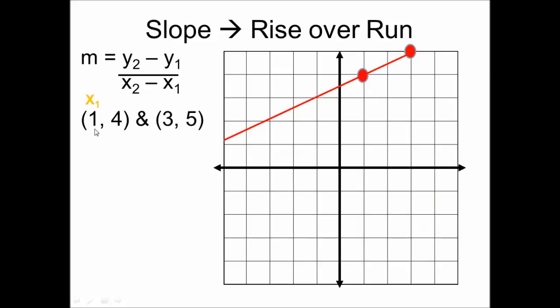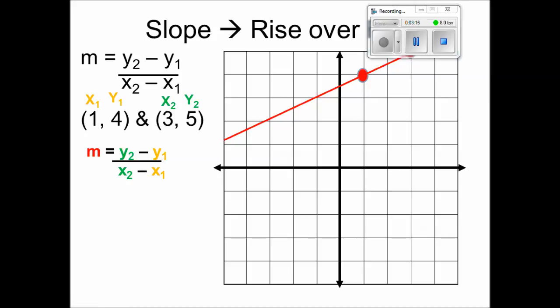So if I label this as x1, this has to be y1. The 4 has to be y1 because I'm calling these two point number 1. Point number 2 is going to be over here, so this is our x2 value and our y2 value. Now all we do is start plugging these numbers into the equation: m is equal to y2 minus y1 over x2 minus x1.